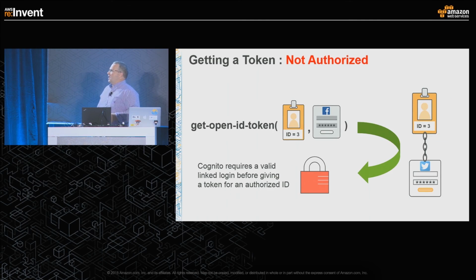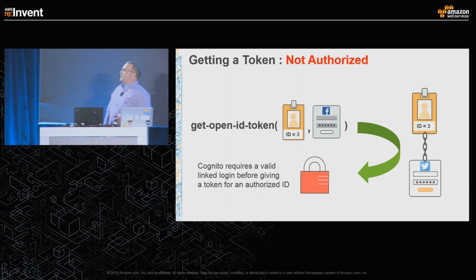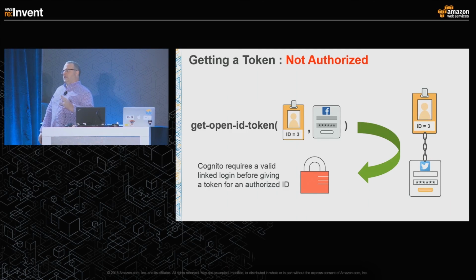Okay, in the last case, not authorized. So some developers believe if you have an authenticated identity and I pass it a different but valid identity token, let's say Facebook here, like Cognito knows that this identity is associated with this Twitter login. It doesn't know anything about that Facebook credential. So even though I'm submitting a valid authenticated ID with a valid web token, I'm going to get a security exception because Cognito doesn't know if the identity behind that Facebook account is the same as the identity behind that Twitter account.